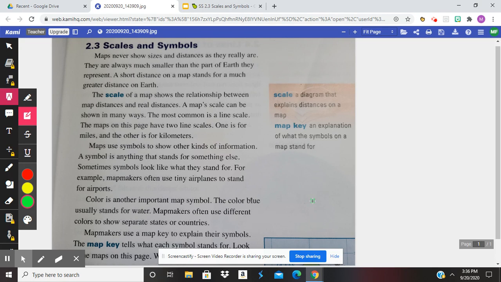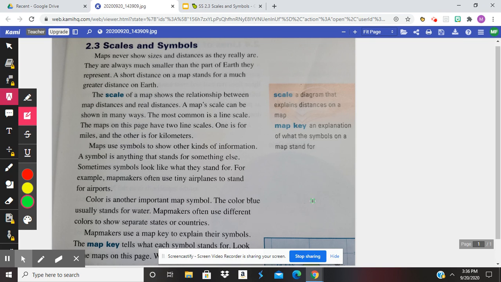A map scale can be shown in many ways. The most common is a line scale. The maps on this page have two line scales. One is for miles and the other is for kilometers.